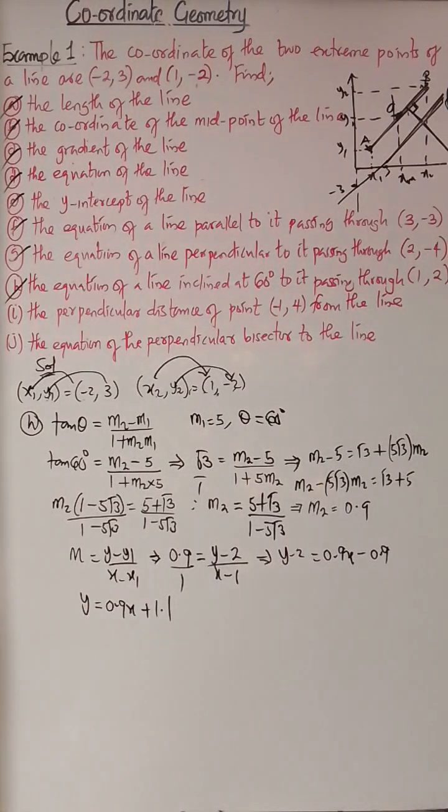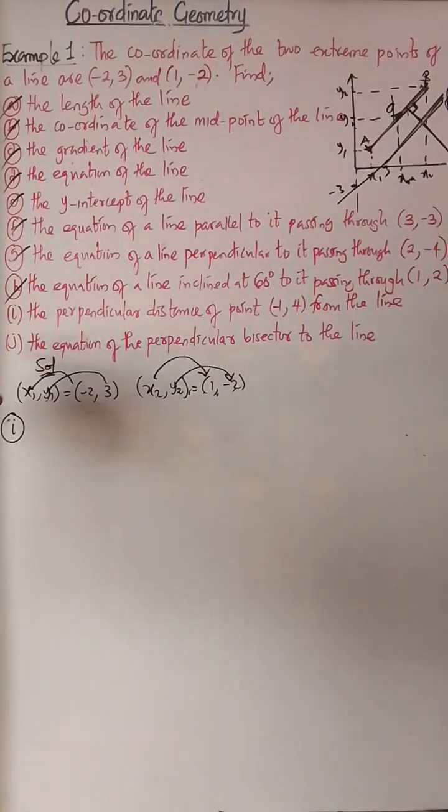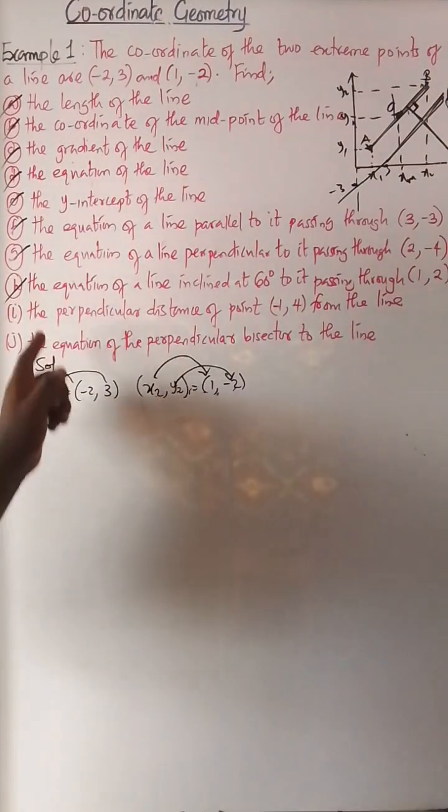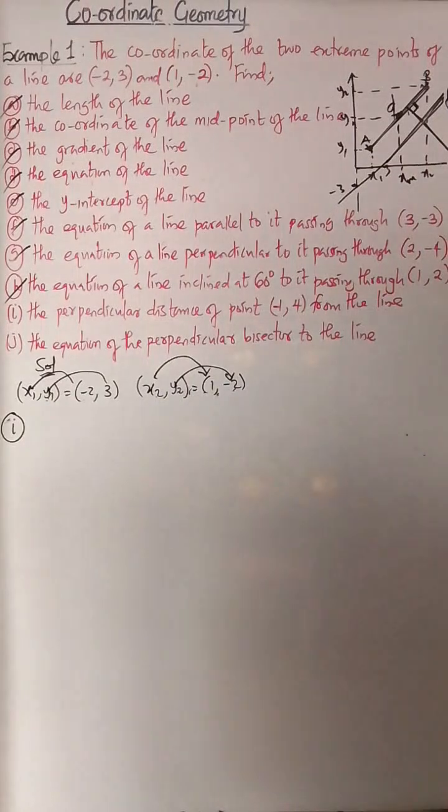So that's the equation of the line approximately. Because using this short form will make our answer much more complex. The next question, which is a subtopic on its own, is the perpendicular distance of a point from a line.